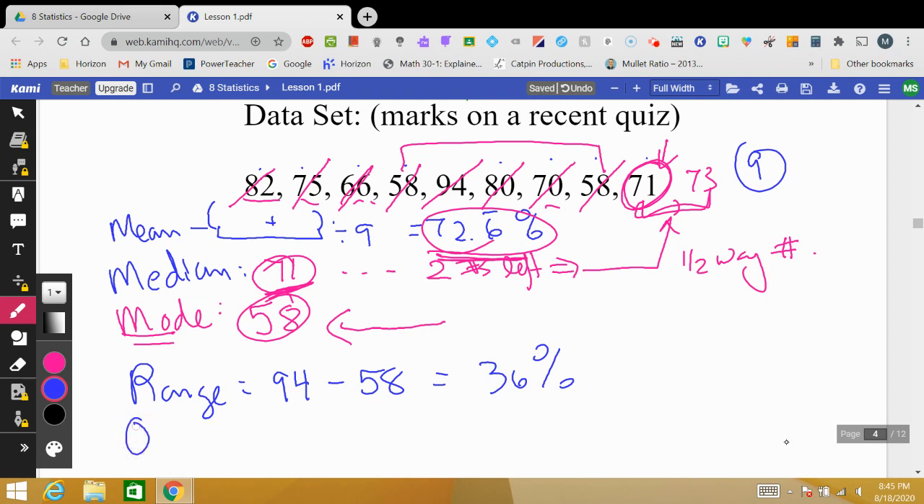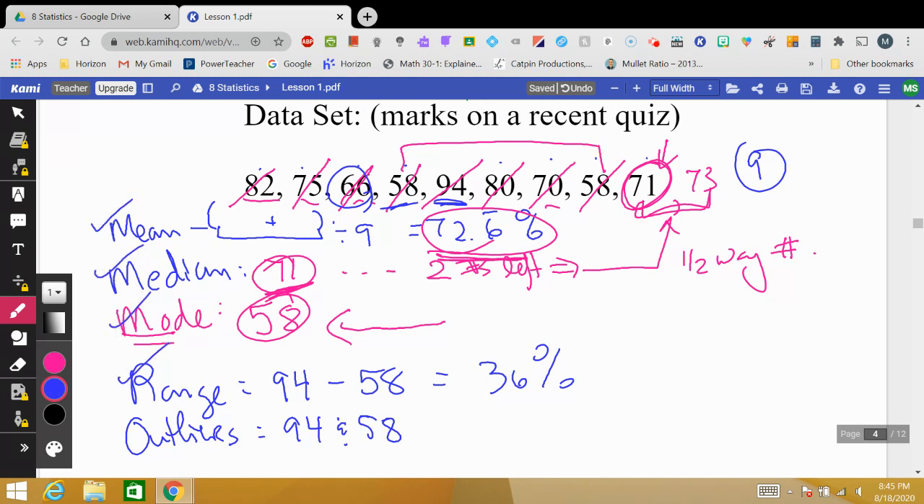Okay. Outliers, so not every data set will have outliers, but if you do, so here I'd actually say the 94 and the 58 would be outliers. Simply because there was nothing else even close to 94, and there was nothing else even close to 58. I mean, I guess 66 is kind of close. So here's the thing.